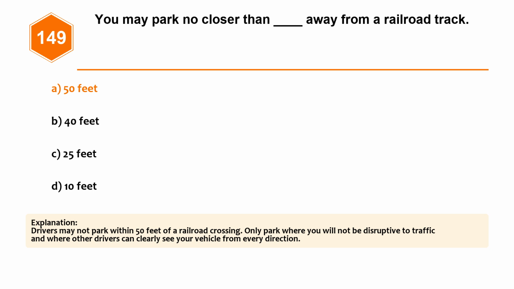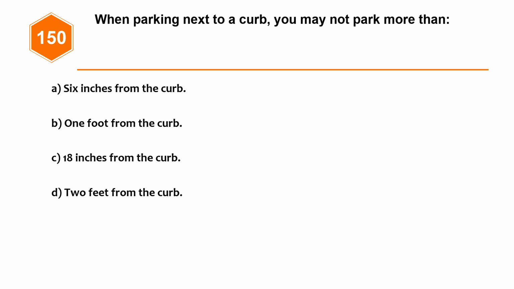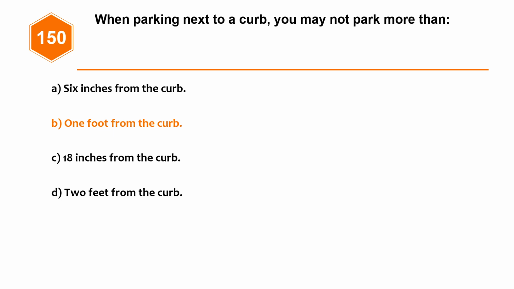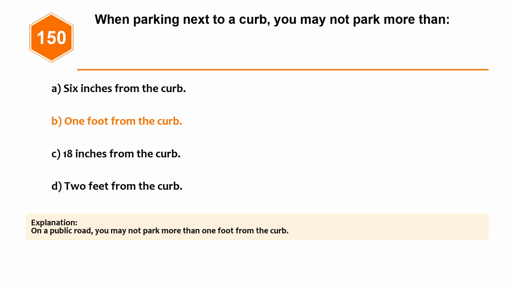Question 150. When parking next to a curb, you may not park more than option A, 6 inches from the curb. Option B, 1 foot from the curb. Option C, 18 inches from the curb. Option D, 2 feet from the curb. The correct answer is option B, 1 foot from the curb. Explanation. On a public road, you may not park more than 1 foot from the curb.